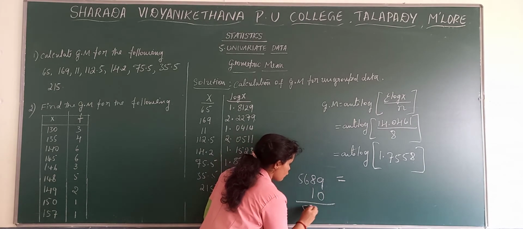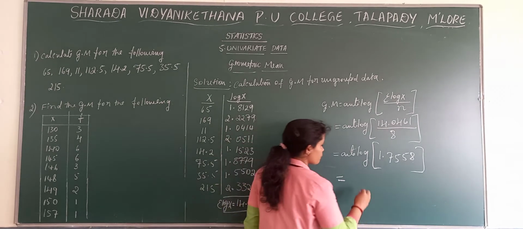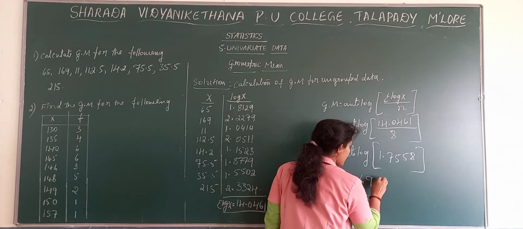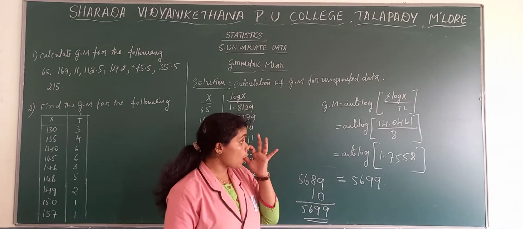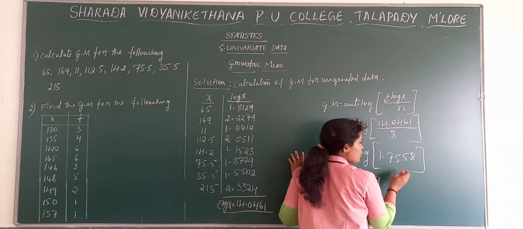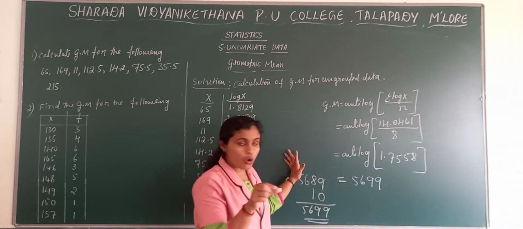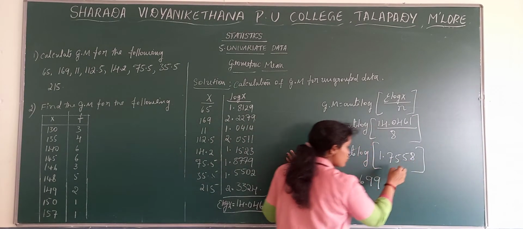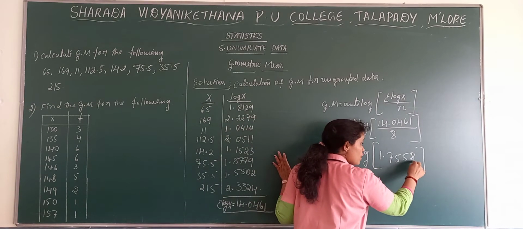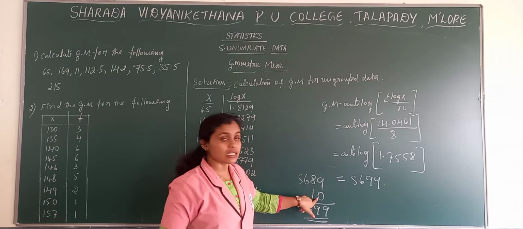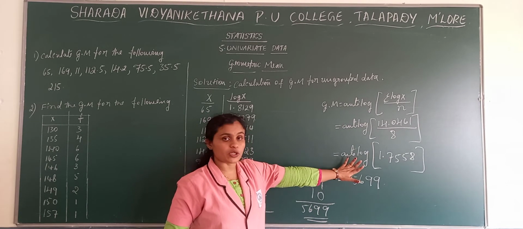Add this: 5699. Now this is the antilog of this particular number, where you have to see the 0.75 row, fifth column. When you see, you will get this number. Then the 75th row, 8th column mean differentiation we get as 10. Add this. This is the antilog of this particular number.